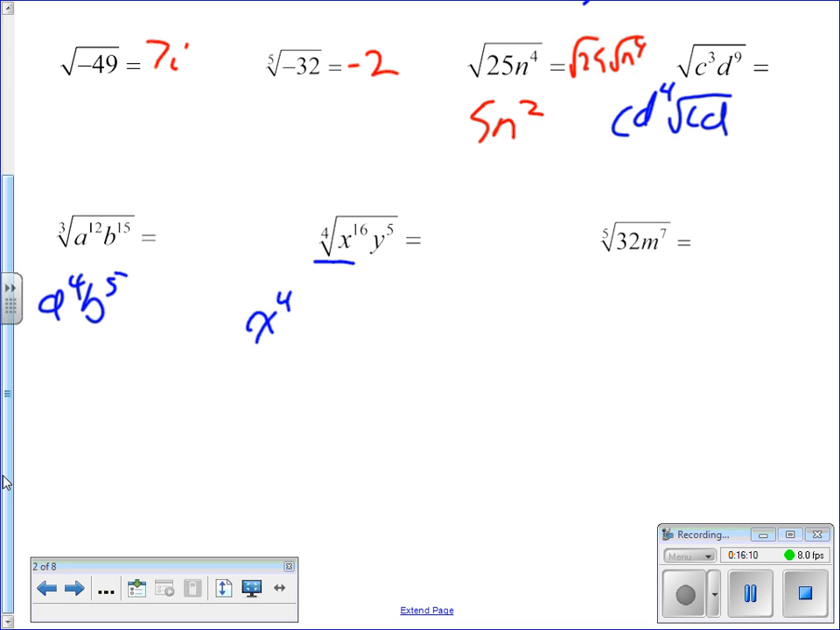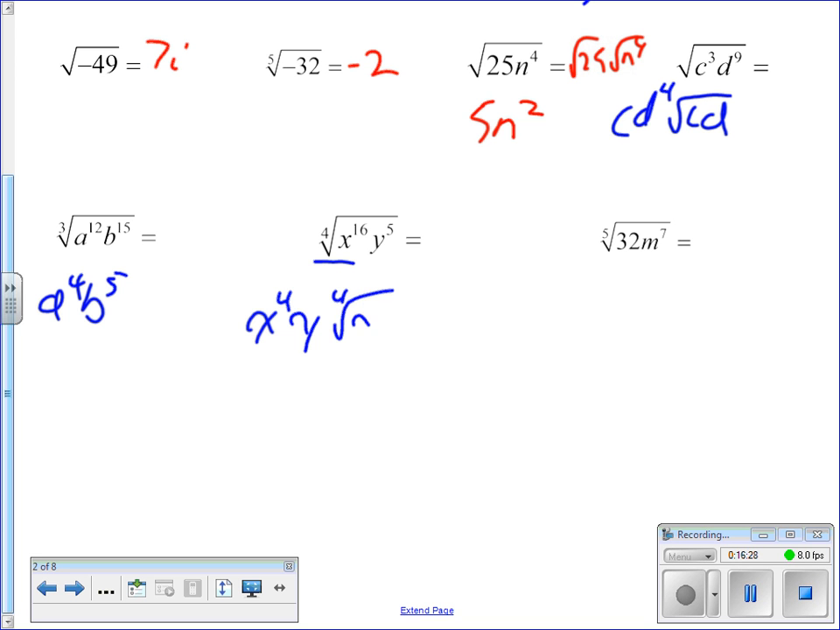Now I have to take the 4th root of y to the 5th. 4 goes into 5 how many times? Once with the remainder of 1. So that means I have y to the 1st outside and a y to the 1st left still inside the radical. And my radical is the 4th root.